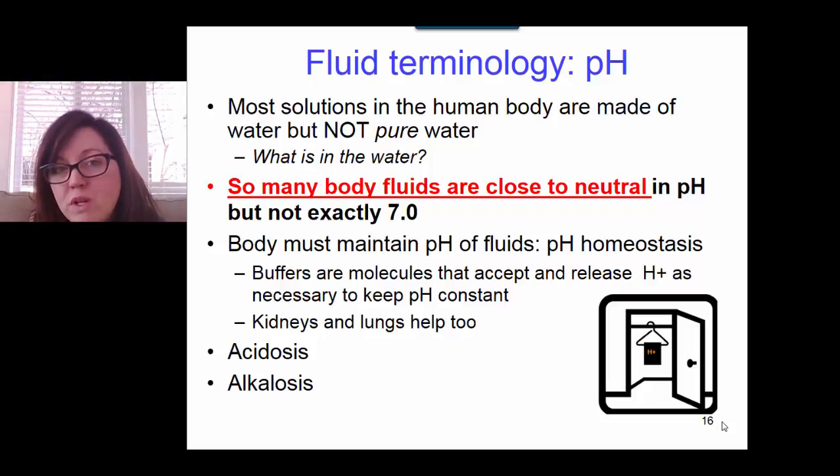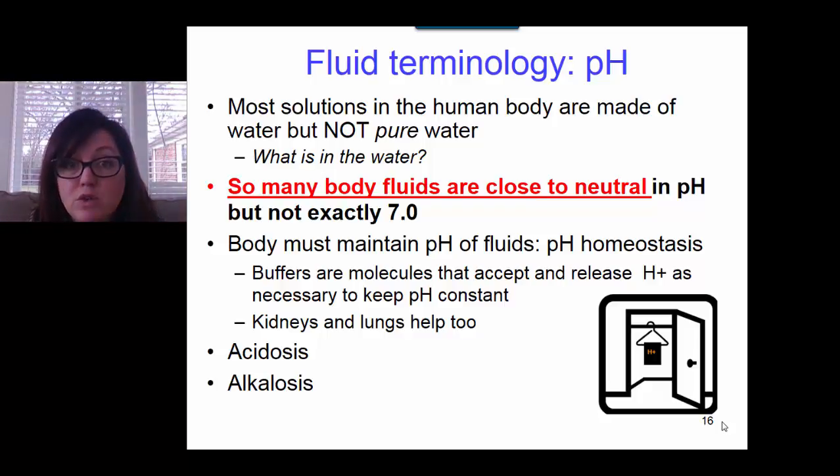And the body has to work really hard to maintain the pH of body fluids, and we call this pH homeostasis. The pH of your blood is anywhere from 7.35 to 7.4, and you don't want large fluctuations in that. That can lead to massive problems. Proteins not working right, that sort of thing. So we work really hard to maintain pH homeostasis. So how do we do that?